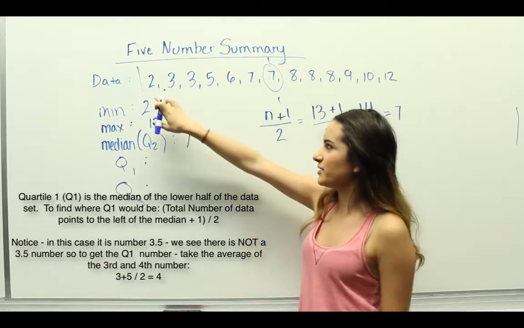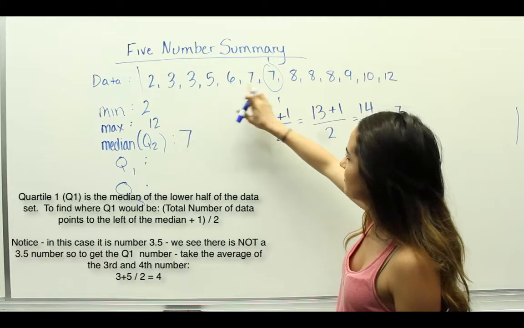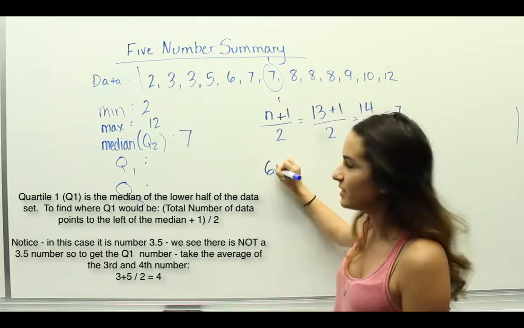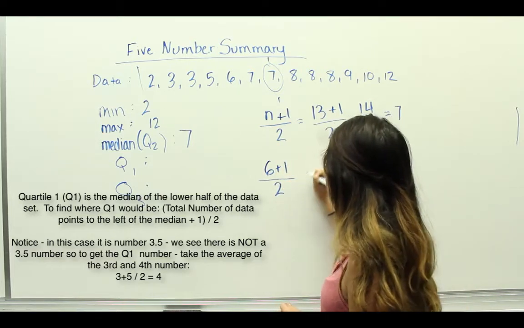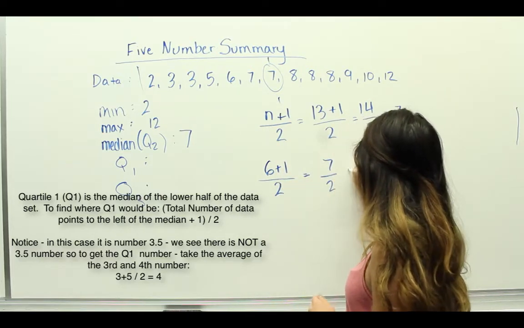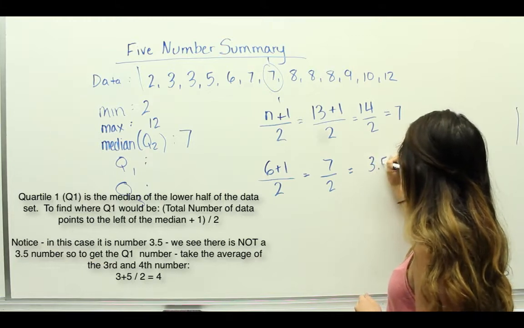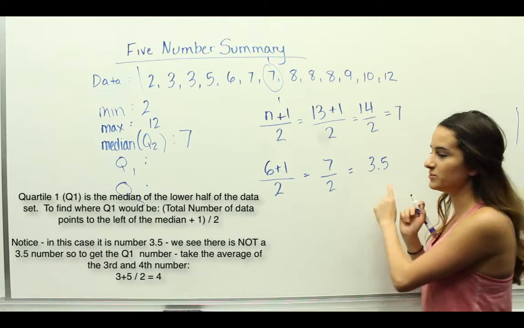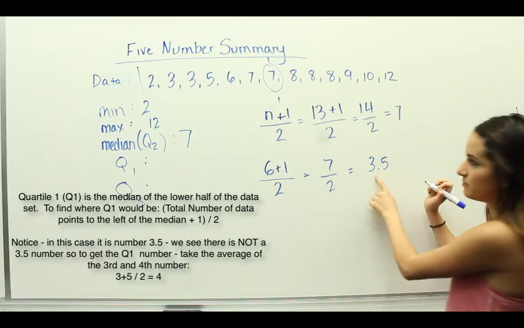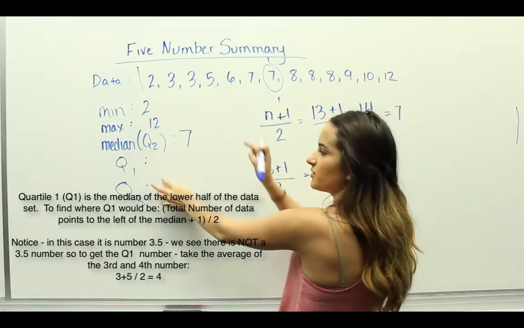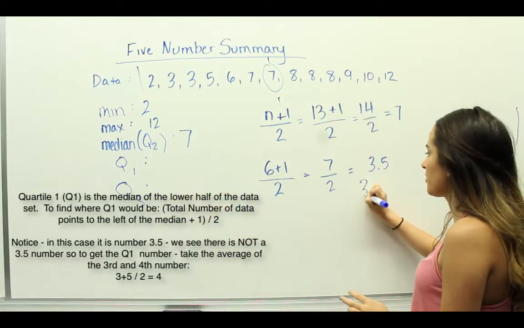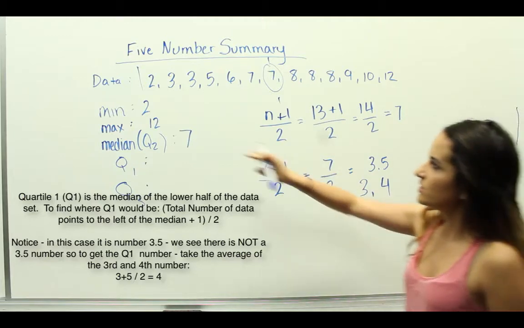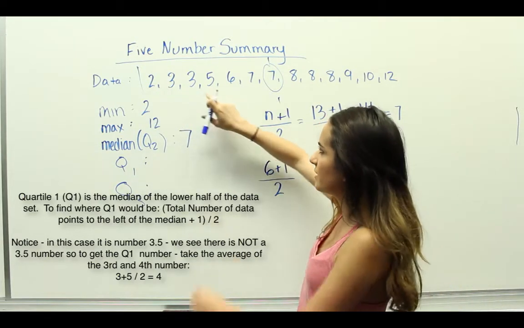So let's count how many are here, and that's 1, 2, 3, 4, 5, 6, right? So n would be 6, so you do 6 plus 1 divided by 2. So that's 7 divided by 2, which equals 3.5. So now this isn't an even number like 7, but what you do then is this means that the median for this chunk, so quartile 1, lies between the 3rd and the 4th number in this data set. So that would be 1, 2, 3, and 4.